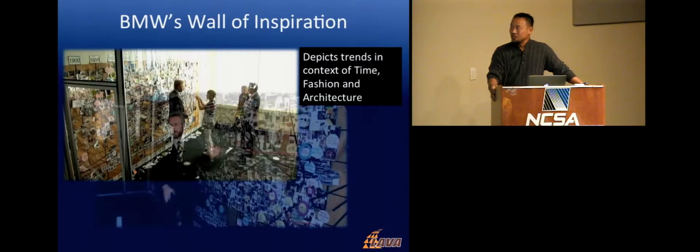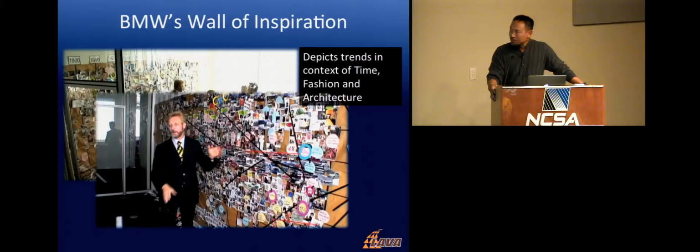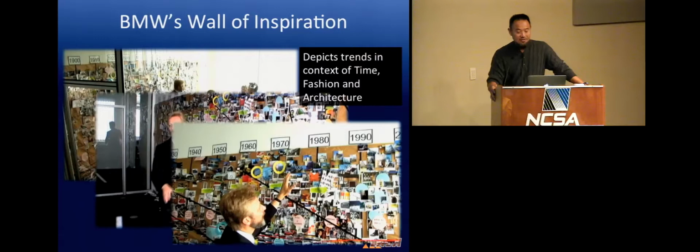BMW has something called the Wall of Inspiration. They have this giant board where they post pictures of car designs, fashion, and architecture over time. And you think, well, why do they care about fashion and architecture? It's because the car is never seen as a unit by itself, but in the context of what people are wearing at the time and in that period, as well as the backdrop in which they are appearing. So they're not just thinking about the car, but about the entire ecosystem in which the car moves. By doing this, they can start seeing trends in architecture design and fashion design, so that their cars are designed in a way that somehow matches this or leads this, right?